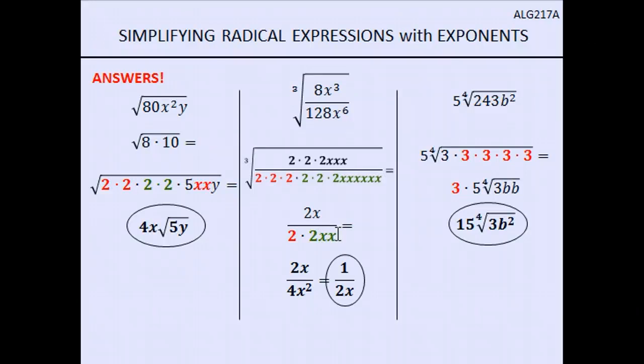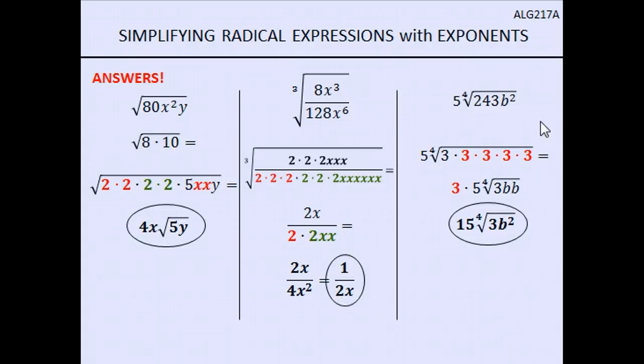When we simplify this, we end up with 2x over 2 times 2 is 4, and 2 x's is 4x squared. So we end up with 2x over 4x squared. We are not done. We have to continue to simplify. 2 over 4 is 1/2. X over x squared is 1 over x, and 1 times 1, that just remains a 1. So our final answer is 1 over 2x.